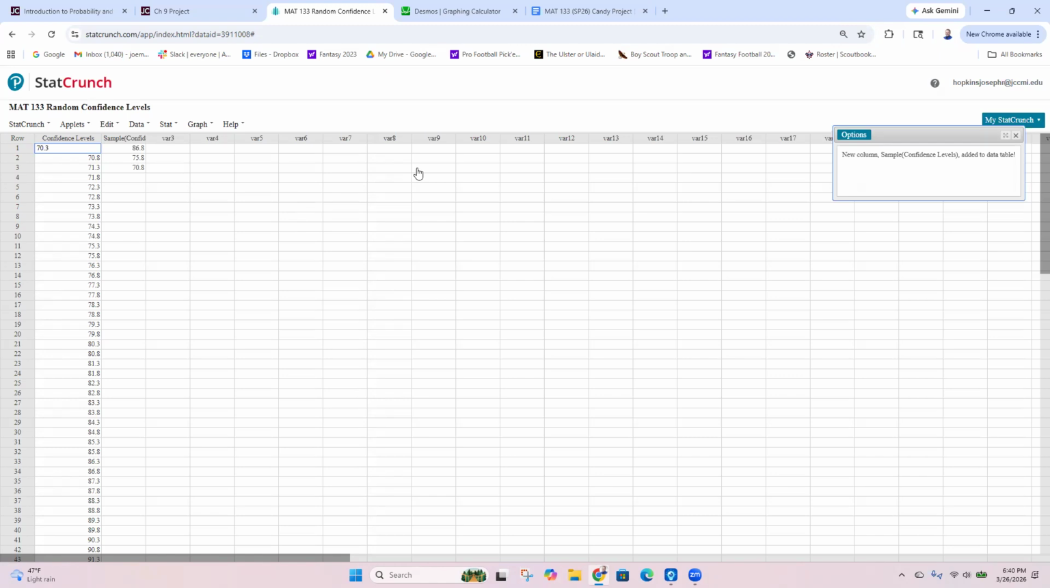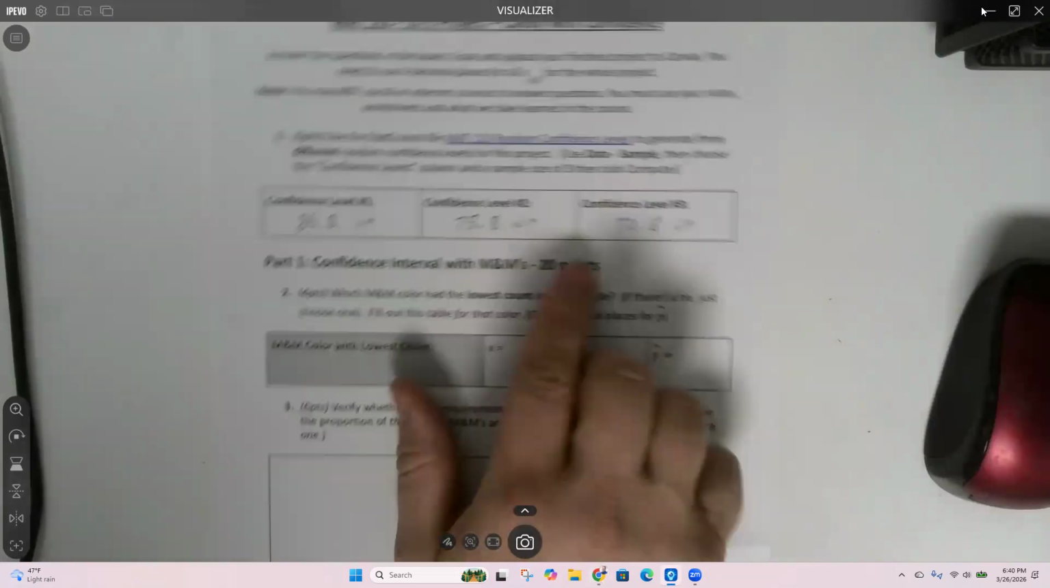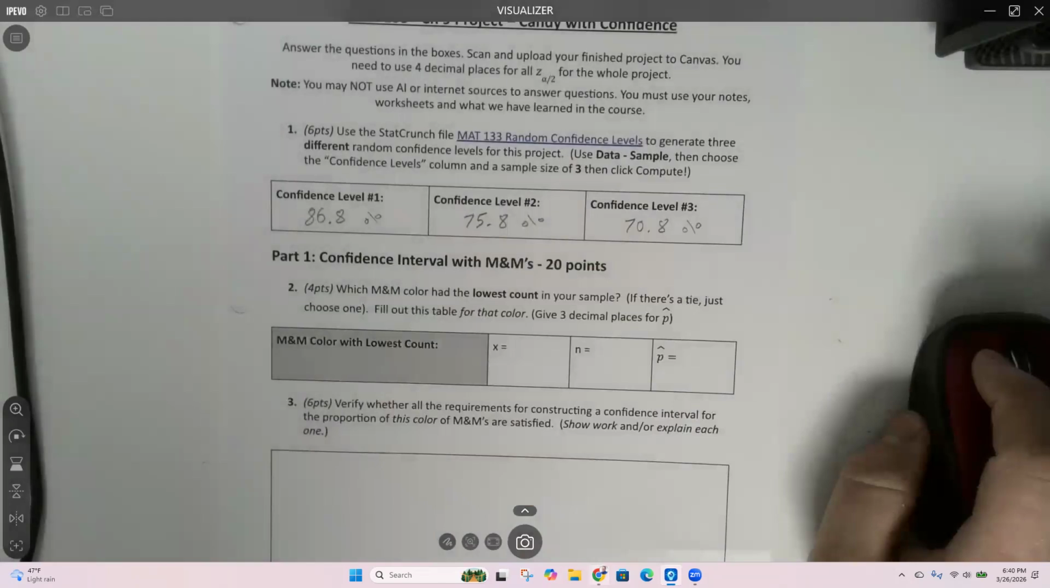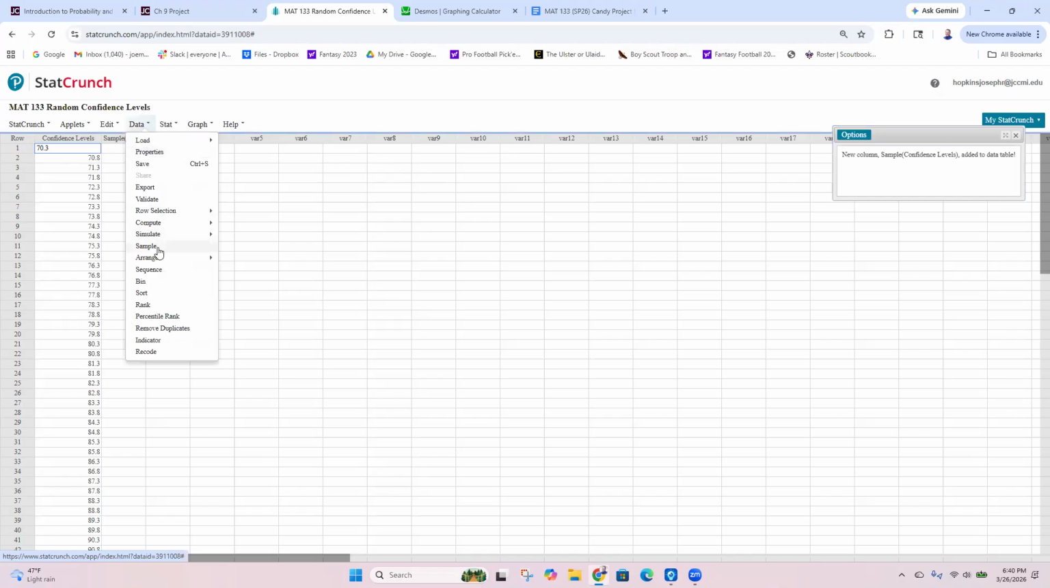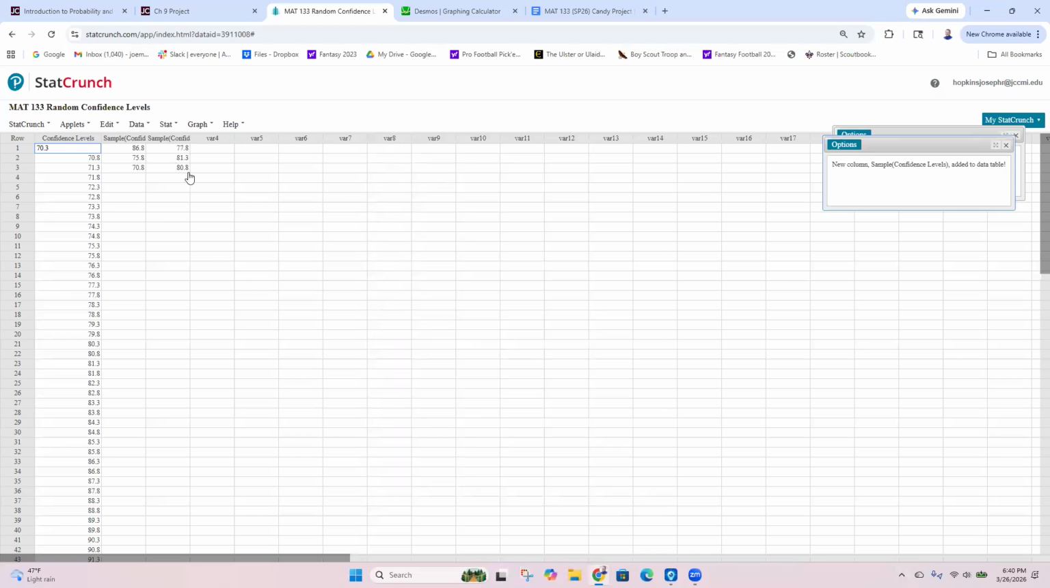And that's good. The projects give you a chance to work with your own data. Your numbers for the M&Ms are different from mine, so your percents are always going to be different. It lets you see the steps using your own data. I'm going to write those answers down for confidence level 1, 2, and 3. I'll show you again what I did. I went to data, sample, selected my confidence levels, sample size of 3, and hit compute. Now give me different ones. I'm going to use the first ones here.